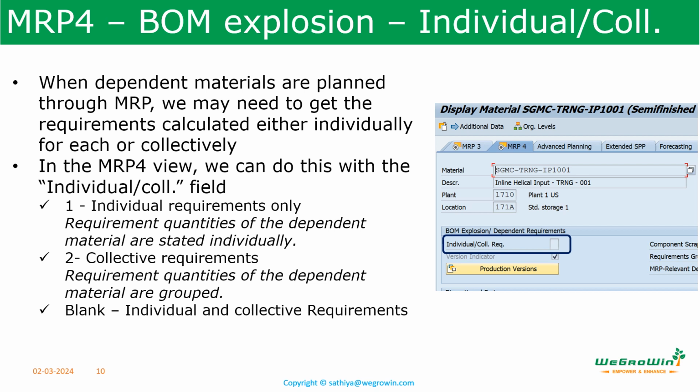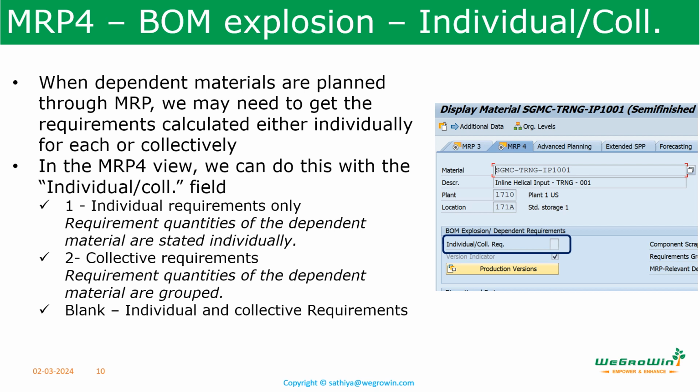When we use the parameter 1 in this field, it will plan individually for each special order. The dependent requirement also will be planned individually. When you use the parameter 2, the system will collect the requirements and give us one proposal. When you leave it blank, the system will take the individual and collective requirements depending on the strategy we are using for the individual materials and also the parent products.